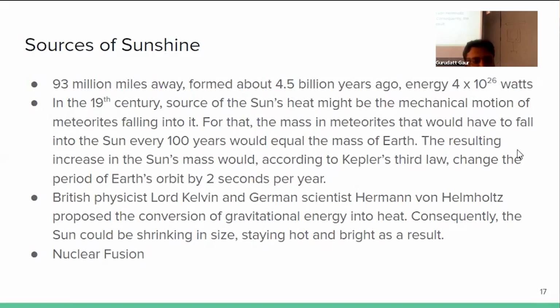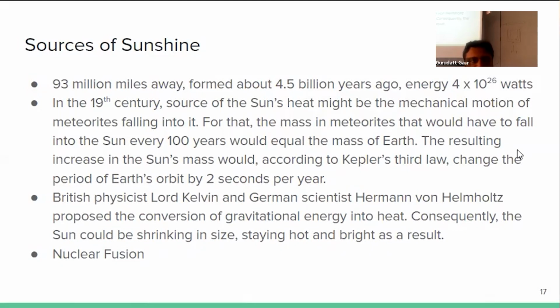Next, they proposed the conversion of gravitational energy into heat. But again, there was a problem with that picture. That will result in the shrinkage of the size of the sun. That was also not observed over a long duration. It is not possible for the sun to stay hot and bright and shrink in size as well. Right? And that really discarded lots of the hypotheses.